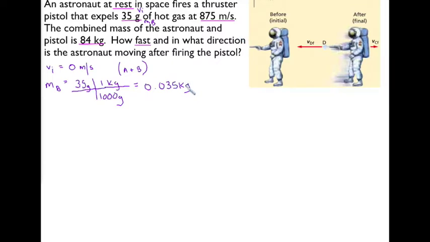And then we have the final speed of the air. And again, you can use whatever letters you want. If you want to call the astronaut A and the gas G, you can do whatever you want. The letters don't really change anything about your problem. I just like using A and B because it's easy. Then you have the mass of the astronaut and the pistol, so I'm going to call that MA. And then we want to know the final velocity of the astronaut.